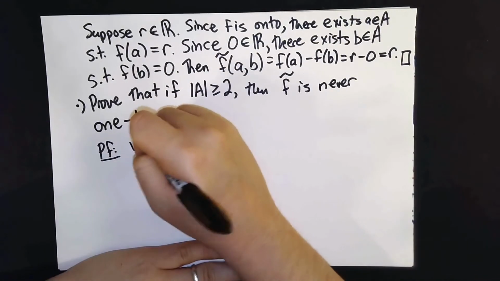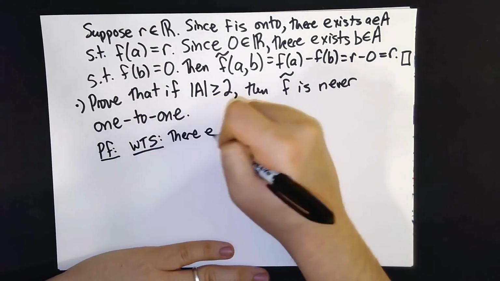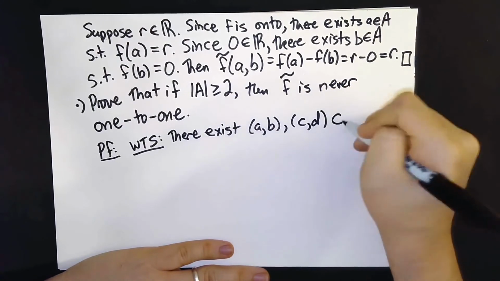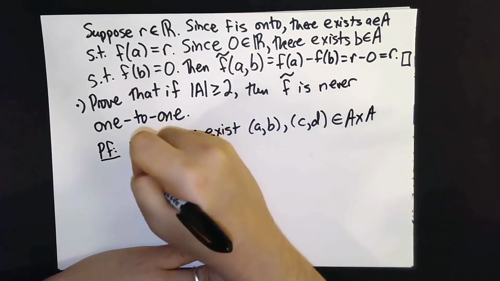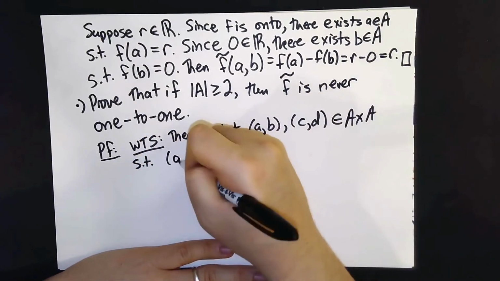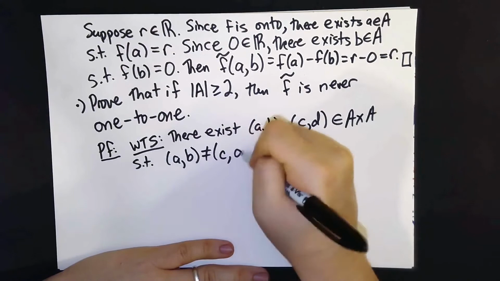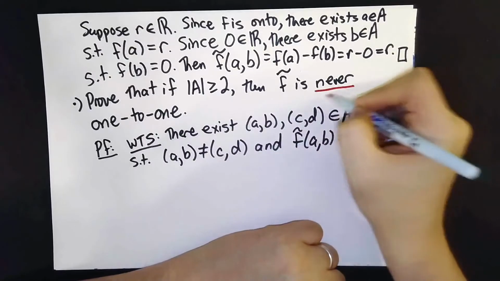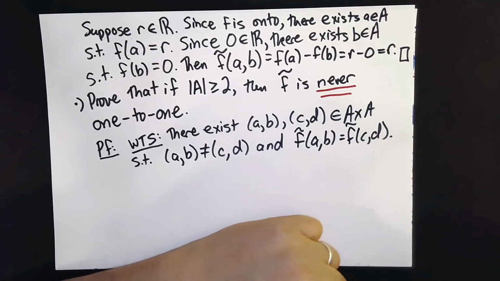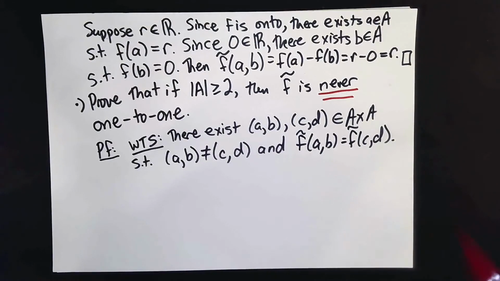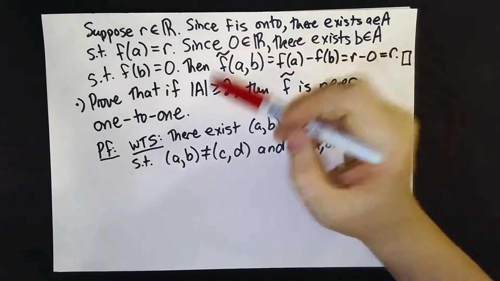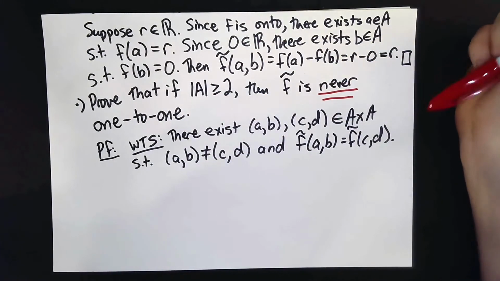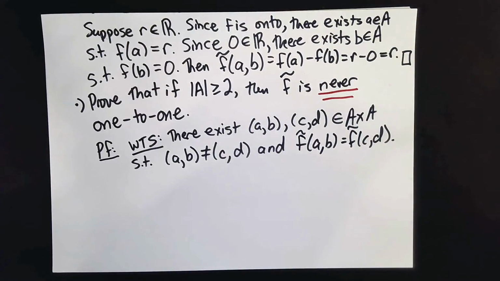Again, we can note not 1-to-1 means that I'm looking for 2 elements in where? 2 elements in A cross A, right? So there exist A, B, and C, D in A cross A such that AB is not equal to CD, where their outputs are equal to each other. By the way, note that this word never here sounds super strong, but it's just saying exactly the same thing as: if the size of A is at least 2, then f squiggle is not 1-to-1. That's exactly what we're being asked to prove here. It is just a different way to say the same idea.